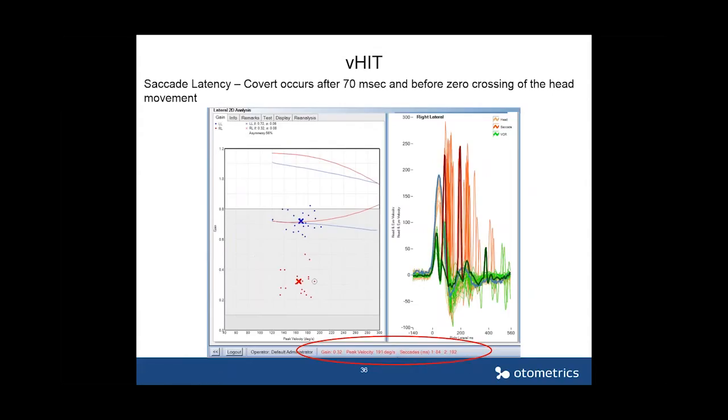The next thing is covert. We consider a covert saccade one that occurs after 70 milliseconds and before the 0 crossing. So after 70 milliseconds, right about here, and before the head trace comes back up to 0, anything on this side is considered a covert saccade. If you look again, that first saccade is at 4 milliseconds. That's a covert. It is then followed by an overt, similar to the example that Dr. Schubert presented. The second saccade is at 192 milliseconds. So the first one is an example of covert, and the second one is actually an overt.